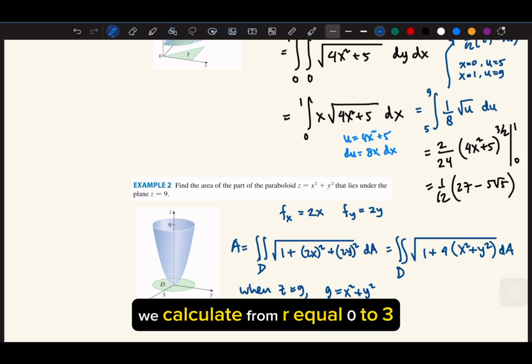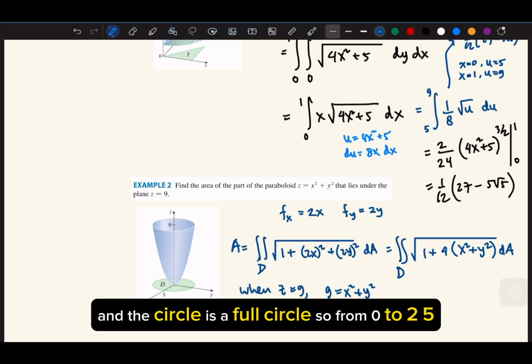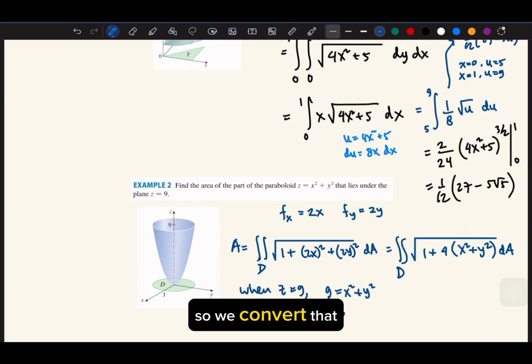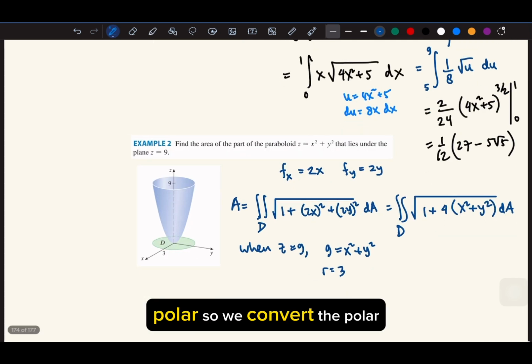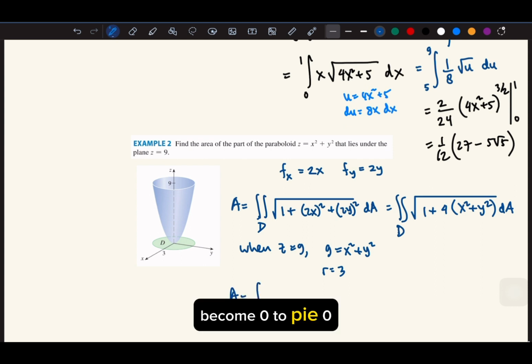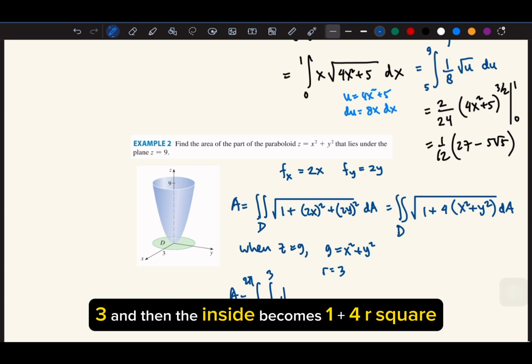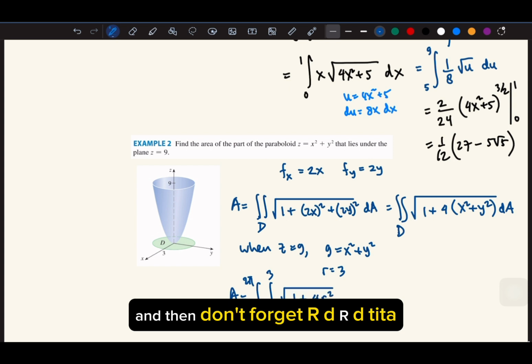So we calculate from r equals 0 to 3. And the circle is a full circle, so from 0 to 2 pi. So we convert that to polar. Okay. So converting to polar, it becomes 0 to 2 pi, 0 to 3, and then the inside becomes the square root of 1 plus 4r squared, and then don't forget r dr d theta.